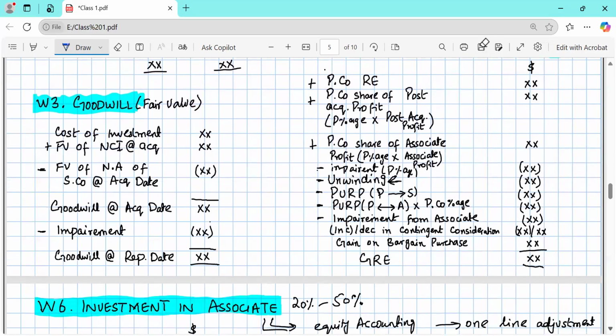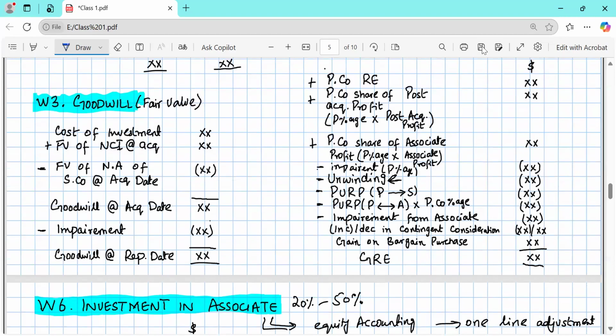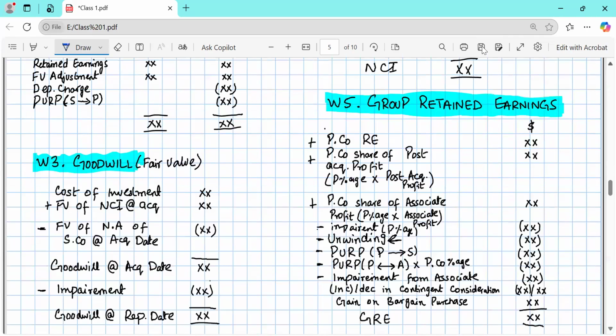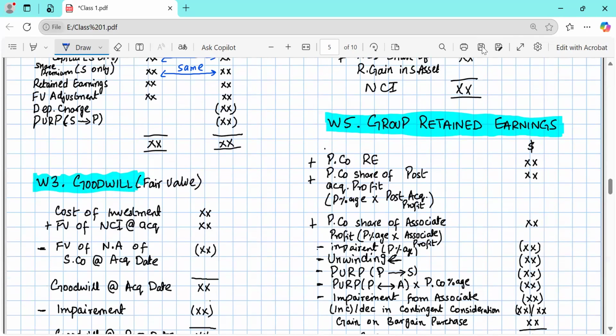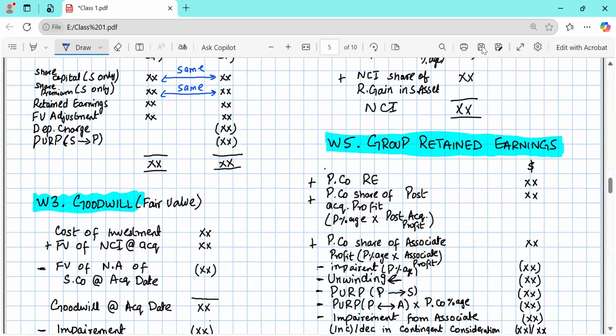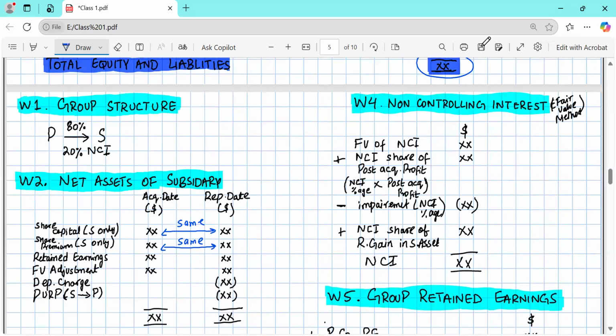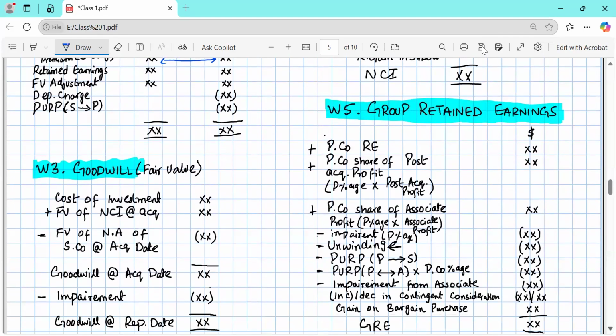Then comes working three, in which we are going to talk about goodwill, how to calculate the goodwill. Okay, we will do that in detail, but here I will just give you an overview. There are two methods to calculate goodwill: fair value method and proportionate method. Here I have written down the working according to the fair value method. The proportionate method we are going to talk about later on, in the upcoming classes. So in this note, I have written down how to calculate goodwill and NCI using the fair value method.